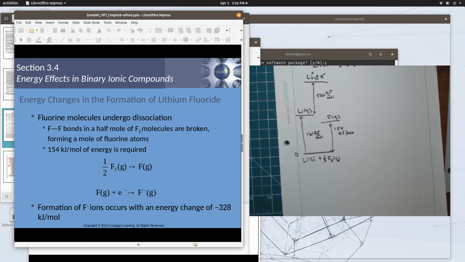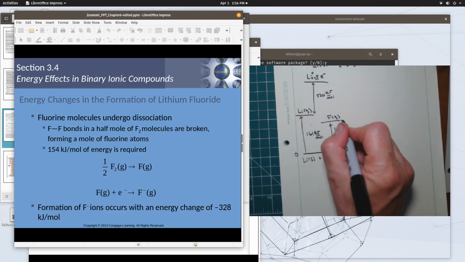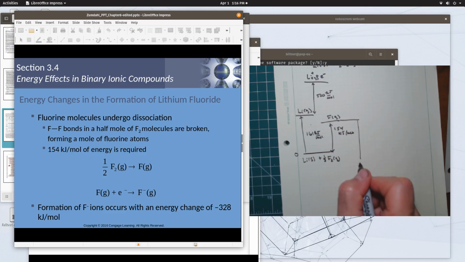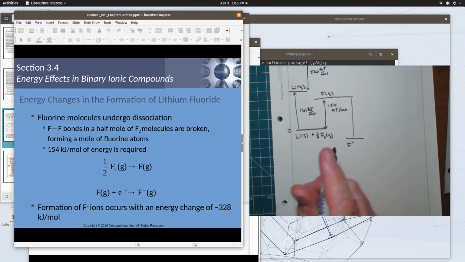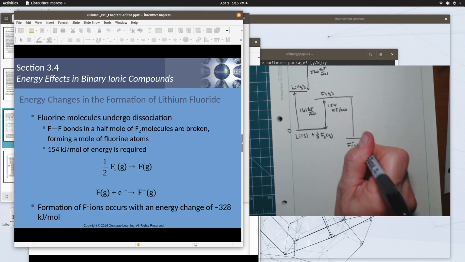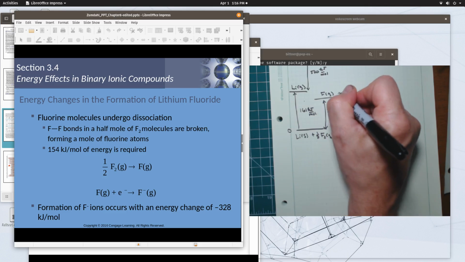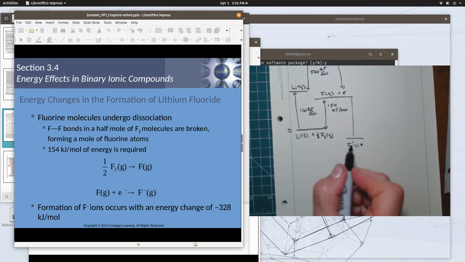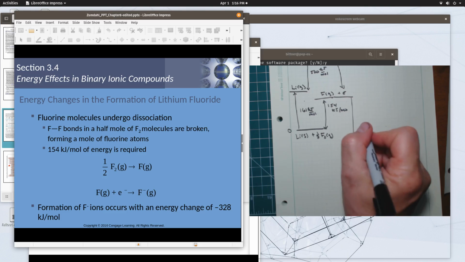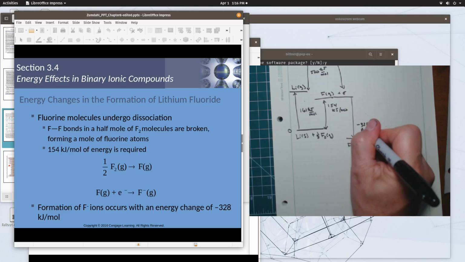atoms, and then this is a spontaneous process to go downhill in energy to form F minus. It very much would like to have that electron in the gas phase, so F plus this electron, that electron, if you want, can appear down here, and this is now spontaneous by minus 328 kilojoules per mole.